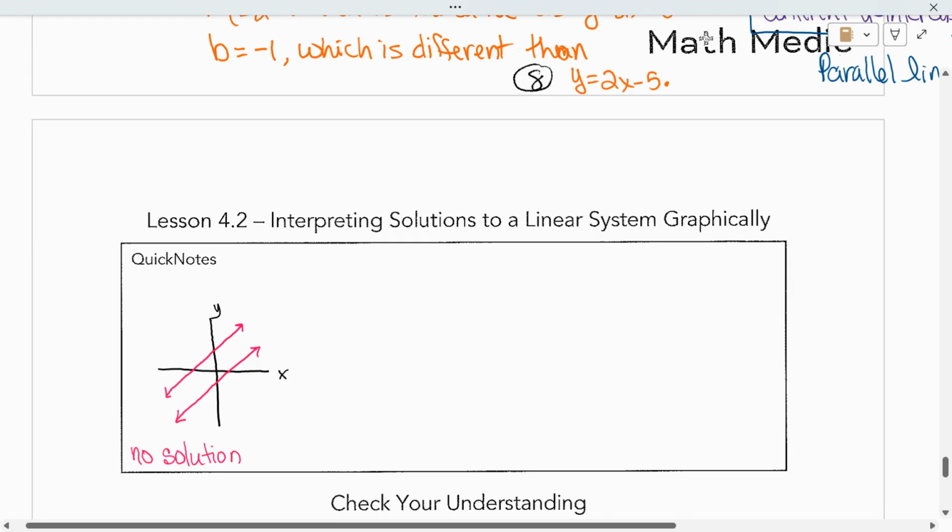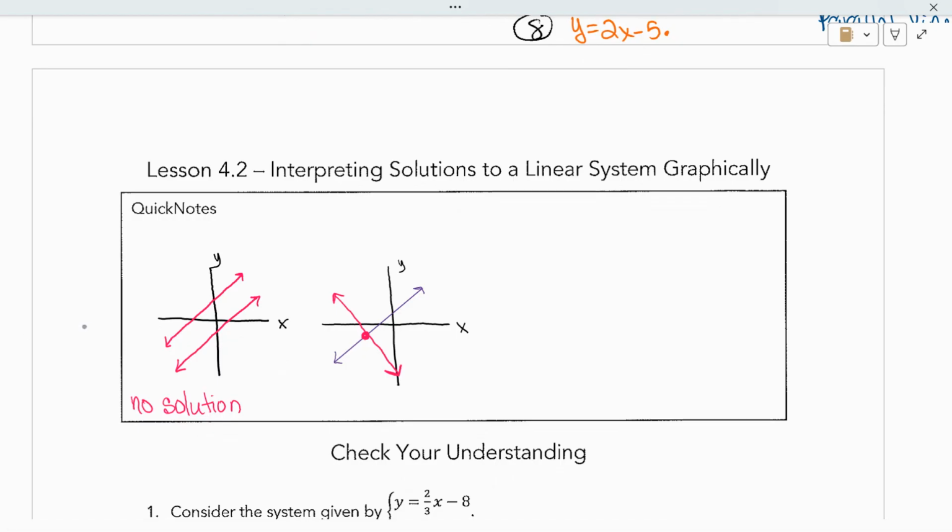In terms of a system, there would be no solution. I'm going to draw another little XY axes. Notice I'm leaving space at the top because we're going to write a note up there. I'm going to draw a line that looks like this, and another line that looks like this. And they have this fabulous little point that they share. So what kind of a solution does this have? One solution. Good job, you guys.